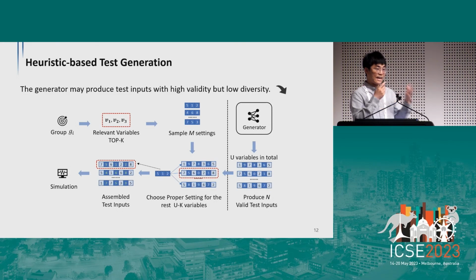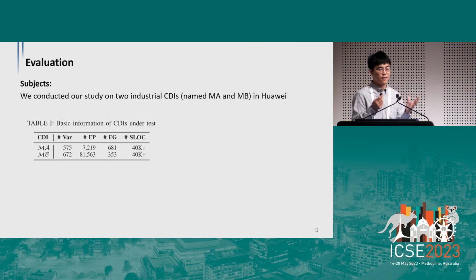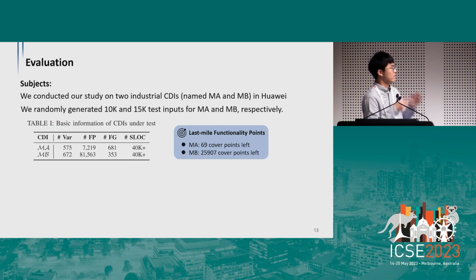And we can get the functional coverage, and we repeat this process until we achieve full functional coverage, or we meet the termination condition. We conducted our study on 2 industrial CDS in Huawei. Due to company policy, we simply call them Module A and Module B and hide their real names. And we randomly generate the test inputs to expose the last mile functionality points.